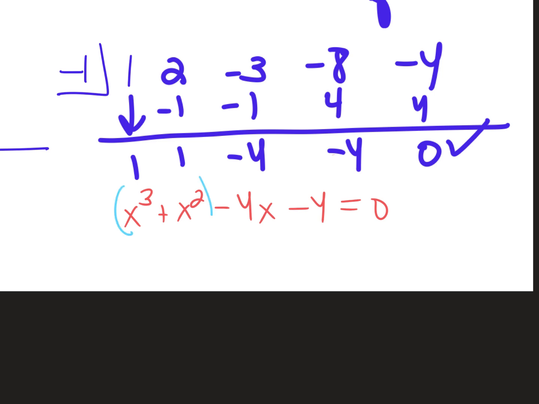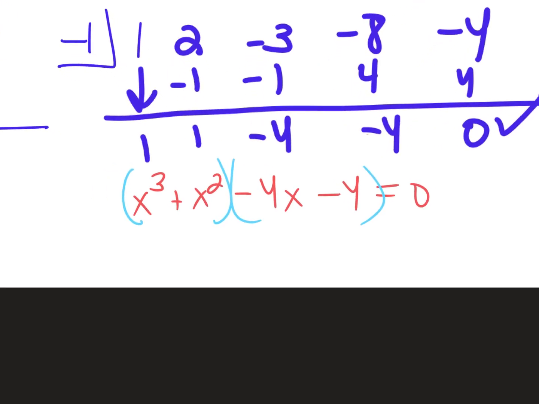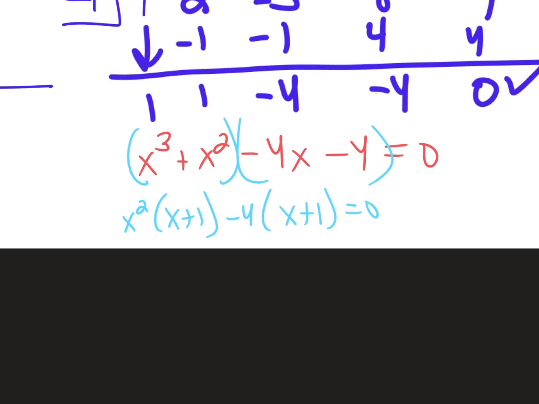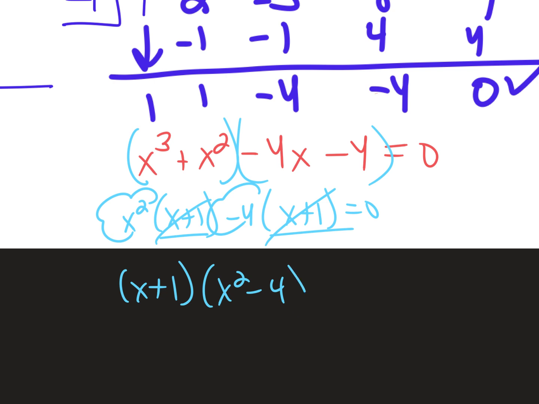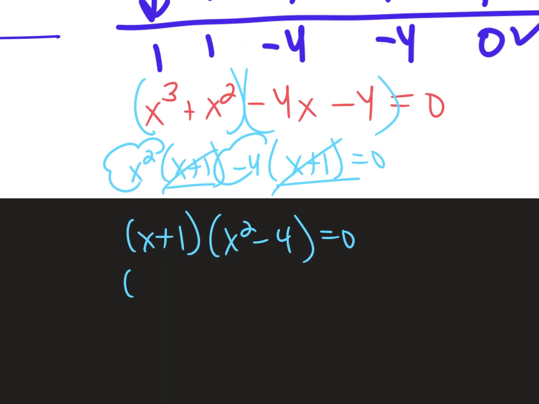All right, first 2, second 2. What can I take out of x cubed and x squared? x squared. Okay, and I'm left with x plus 1. What can I take out of negative 4x and negative 4? Minus 4, and I'm left with x plus 1. So did this group nicely? Good. Bring out your GCF, x plus 1, out in front. And what happens with x squared and negative 4? They get their own parenthesis, right? Can I factor x squared minus 4 a little bit more? x plus 2, x minus 2.